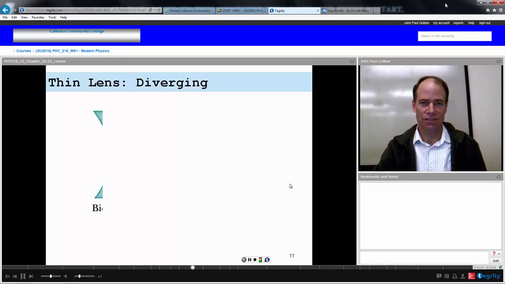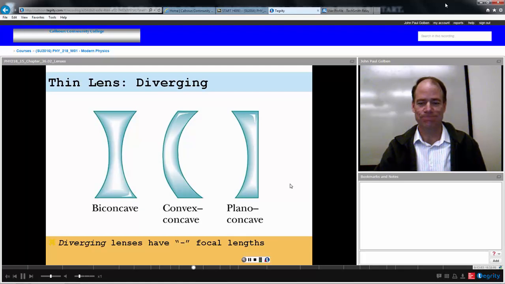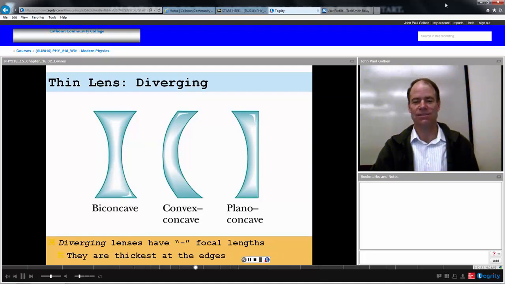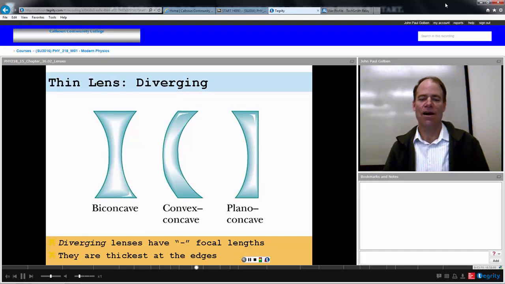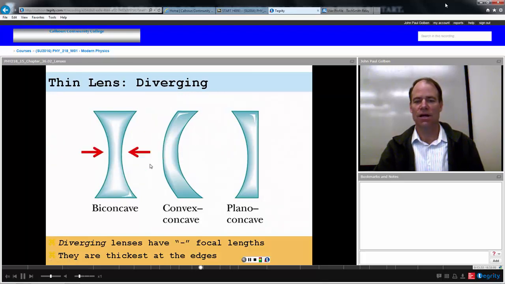As opposed to a diverging lens, which has a negative focal length, so the image will not be located on the side of the outgoing rays, and they are thickest at the edges. So they're thinner in between. So just looking at the lens, you see that if the middle is thinner than the outer edges, it is a diverging lens, and all three of these are diverging. So we have biconcave, a convex and a concave, but it's thicker on the outside, so it is a diverging lens, and a plano-concave lens.